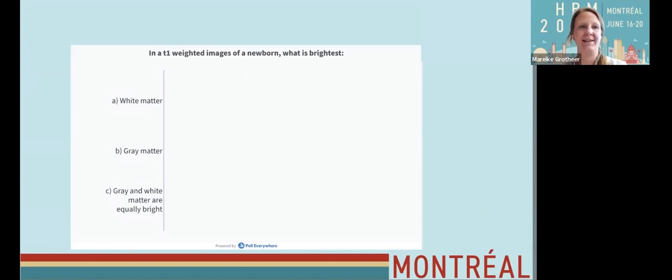So what do you think? In a T1 weighted image of a newborn, what is brighter? A, the white matter, B, the gray matter, or C, gray and white matter are equally bright?